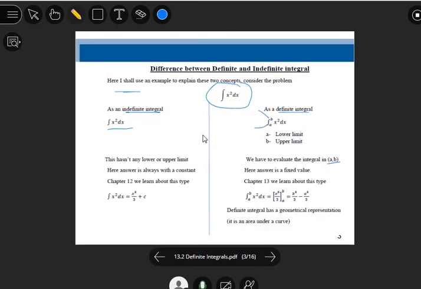So first you need to understand that a definite integral has a lower limit and upper limit. So in a problem you can find the difference between indefinite and definite integrals. Basically if it doesn't contain any lower limit or upper limit, it is an indefinite integral. But if it contains a lower limit and upper limit, it is a definite integral. So these are the main differences.